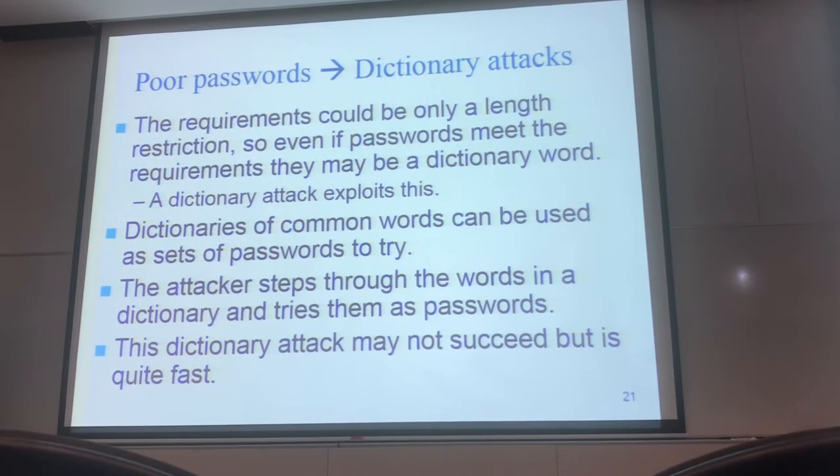For example, for the ATM card, we know the dictionary for a 6-digit password only has 1 million possibilities, right? From 000000 to 999999. These are all the possible passwords we can use. So in this case, we can build a dictionary which contains all the 6-digit numbers.